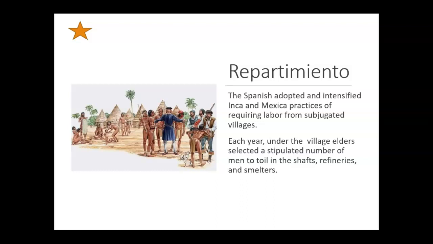Legally, the work period was not to exceed 2 weeks, 5 in the mines, 3 or 4 times annually, and wages were to be paid. Those requirements, however, were ignored. Repartimiento was particularly brutal in the silver mines. In some villages, each year, under the repartimiento, village elders selected a stipulated number of men to toil in the shafts, refineries, and smelters.